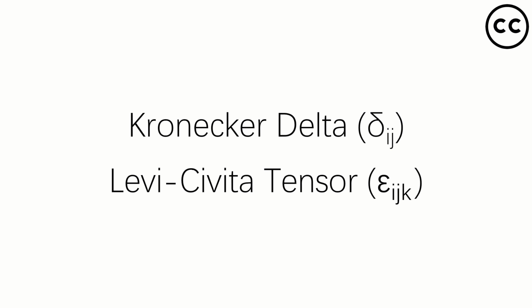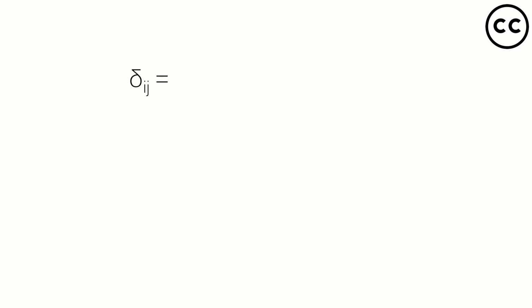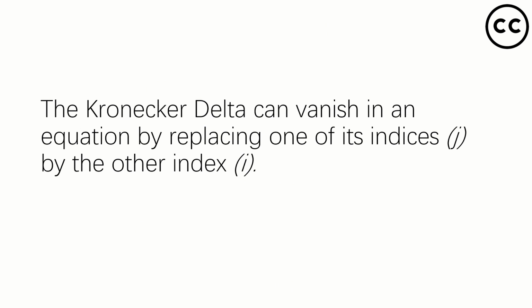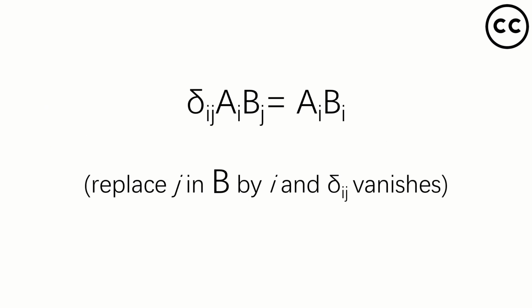I'm now going to introduce two very important tensors in tensor algebra, the Kronecker delta and the Levi-Civita tensor. The Kronecker delta has 2 indices, whereas in simple cases, the Levi-Civita tensor has 3 indices. This tells us that the Kronecker delta is a rank 2 tensor and the Levi-Civita tensor is rank 3. For the Kronecker delta, if 2 indices i and j are the same in a single expression, it equals 1, otherwise it equals 0. The dot product between two basis vectors behaves exactly the same, which either equals 1 or 0. Usually, by the Einstein summation convention we talked about before, the Kronecker delta can vanish in an equation by replacing one of its indices by the other index. For example, delta_ij a_i b_j equals a_i b_i.